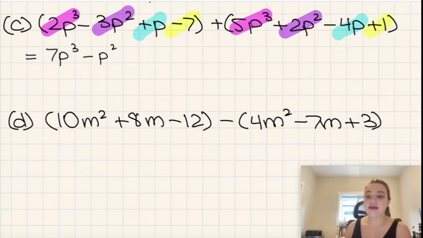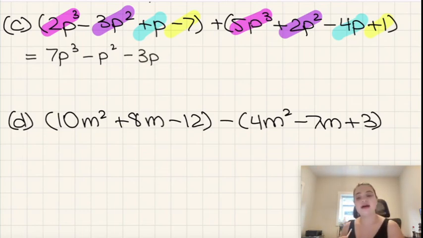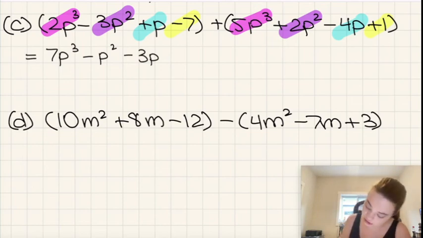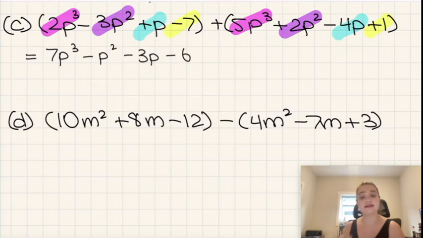Then we have p minus 4p. So recall that p is the same as just 1p. 1 minus 4 is negative 3, so this will be negative 3p. Then we have negative 7 plus 1, which is negative 6. And so this is our final answer for that one.